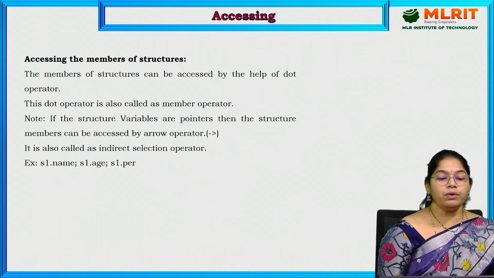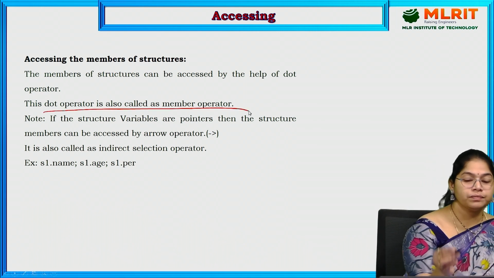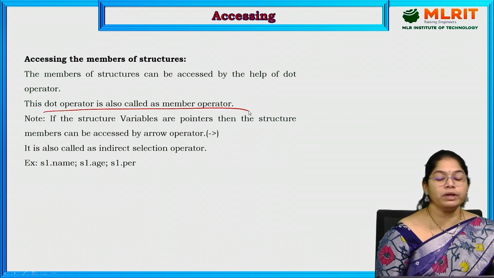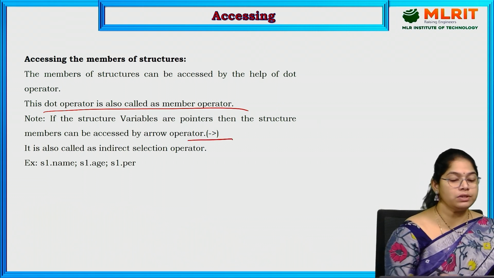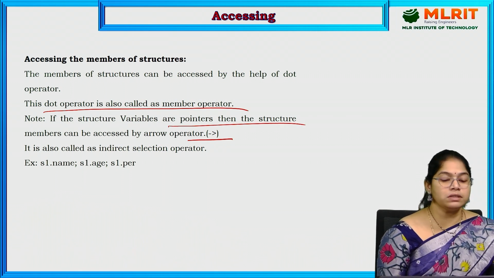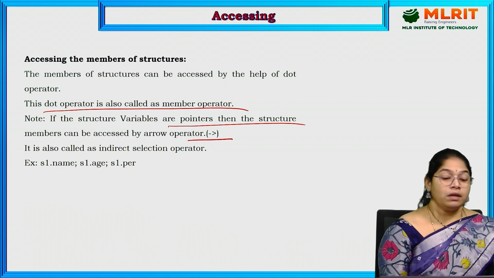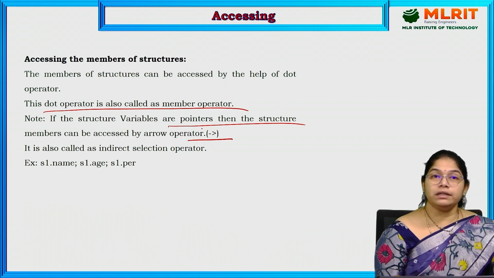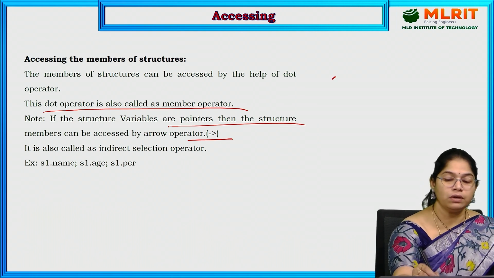So now, how to access members of the structure? Either using a dot operator, or the arrow operator. The arrow operator is used if the structure variables are pointers. When the variables are pointers, then we use the arrow operator to access the members of the structure. Otherwise, we'll use the dot operator.